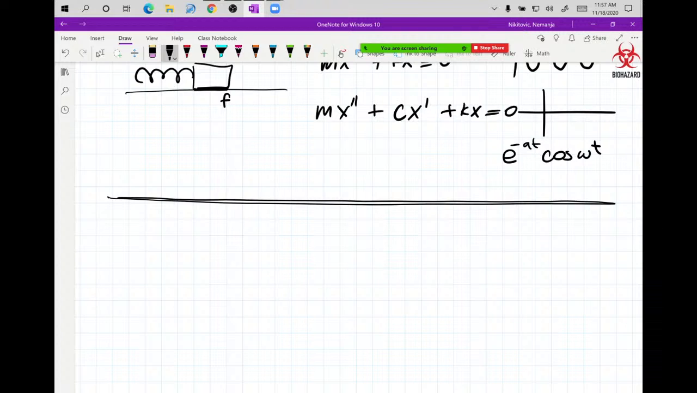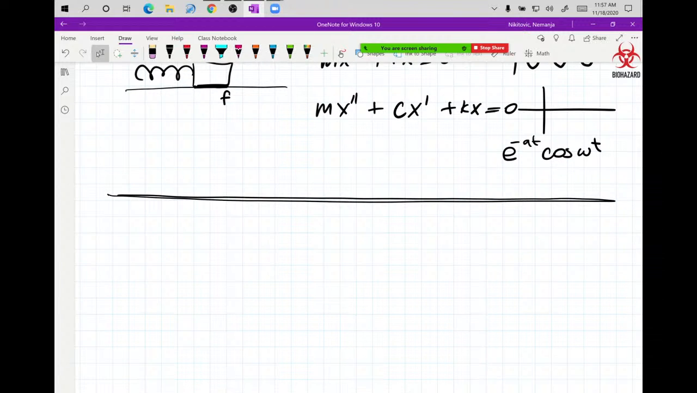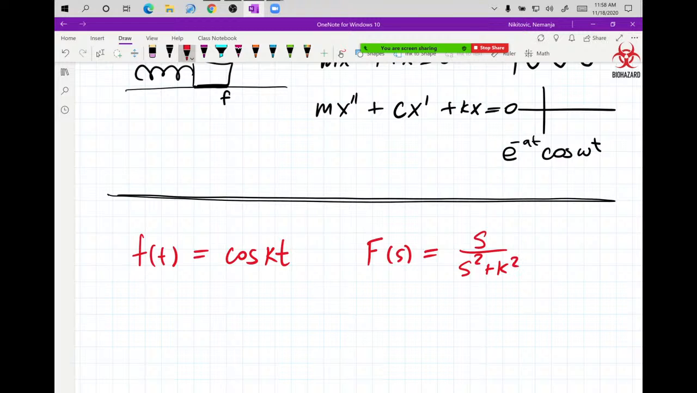But for our purposes, we're just going to take a look at these. Now, I'm kind of debating not to copy these in here, but I will. So if you have your f of t to be cosine of some constant kt, and that constant is usually your omega for problems, then f of s, which is the Laplace transform, is s over s squared plus k squared.